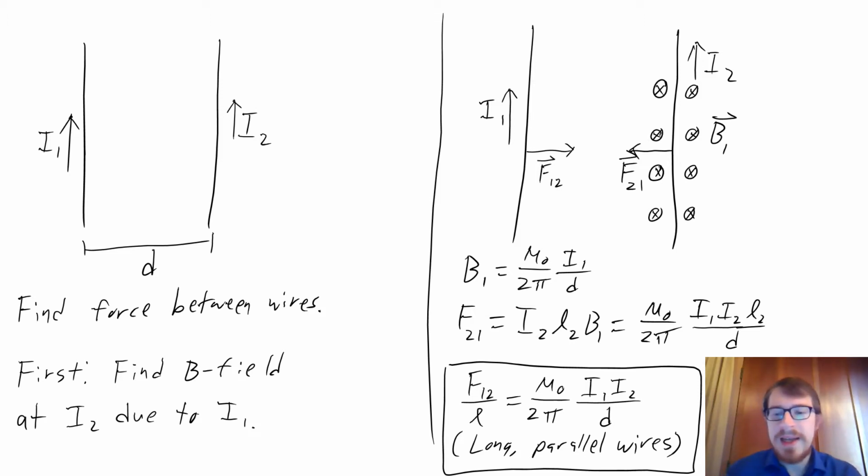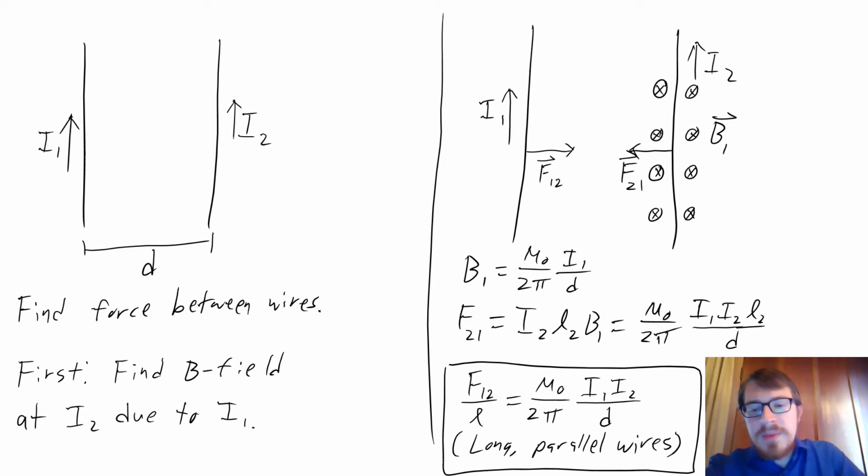The force is going to be ILB sine theta. The angle between the magnetic field and current 2 is 90 degrees, so sine of theta is 1. So the force on wire 2 will be current 2 times the length of wire 2 that's within that magnetic field, which should be the entire length of it, times the magnetic field created by current 1 at wire 2. And if we plug those things in, we get that the force is mu naught over 2 pi times the product of the currents times the length of wire 2 divided by the distance between them.